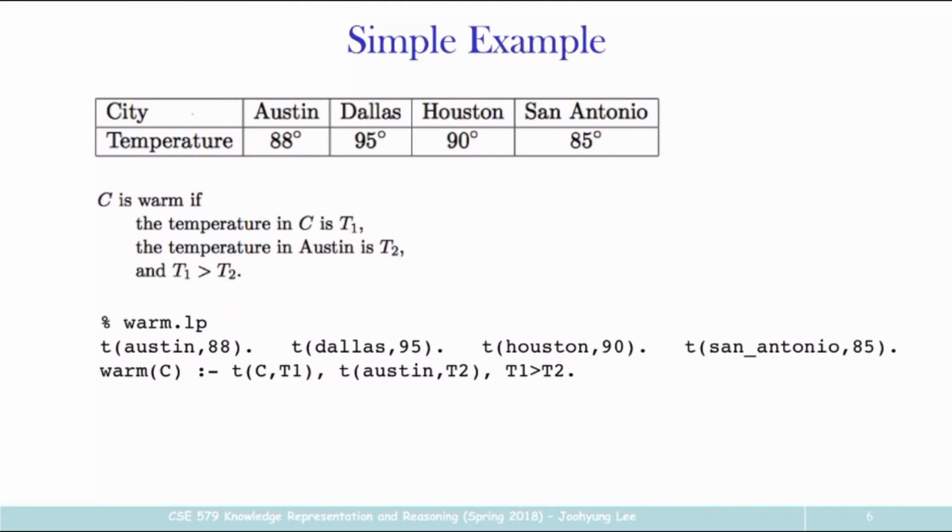Okay, it's just table entry. You turn it into an atom. So T represents temperature. The temperature of Austin is 88, the temperature of Dallas is 95, and so on and so forth.